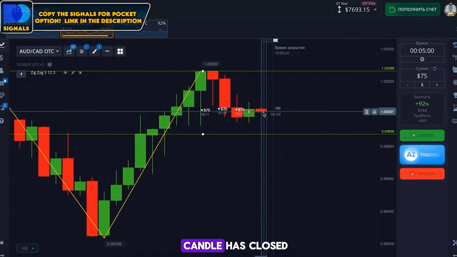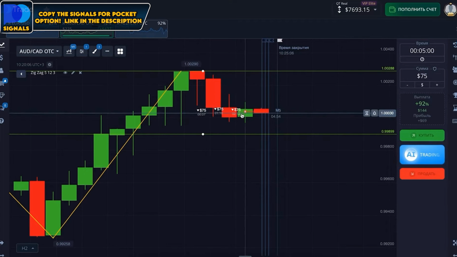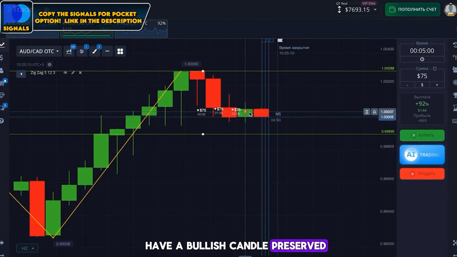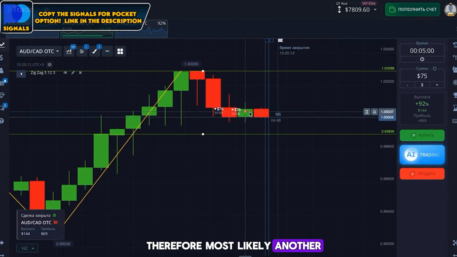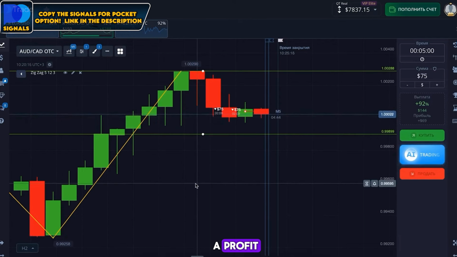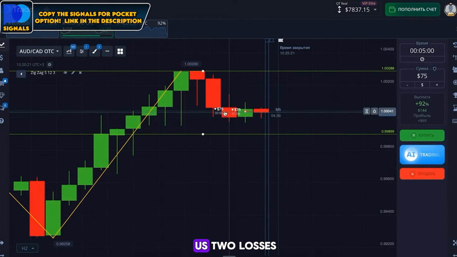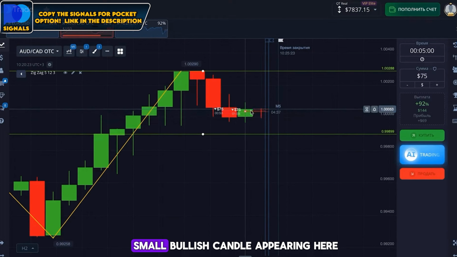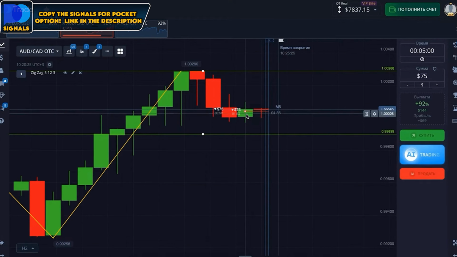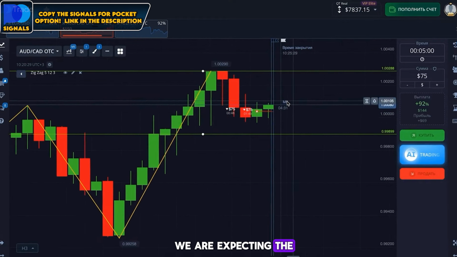Now our 5-minute candle has closed. The new fourth candle, if we go from here, what do we see here? We see that we have a bullish candle preserved, therefore most likely another one should form here. On the first trade, I of course made a profit, but the situation is such that here it will likely give us 2 losses, because we have a small bullish candle appearing here. So what are we waiting for here? What are we expecting? We are expecting the second candle here.